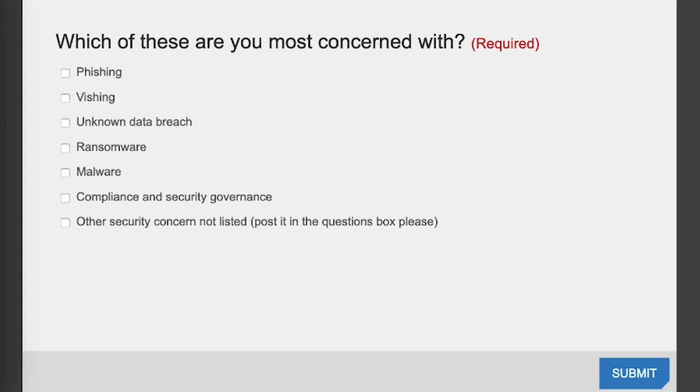And some of them, as you know, are related. The last answer there is another security concern that's not listed. So I'm always trying to improve these poll questions. If there's a concern on there that's not listed, just drop it in the questions box, and I will share it with everyone who's on the event. And maybe we can use that to improve the poll for the next time.